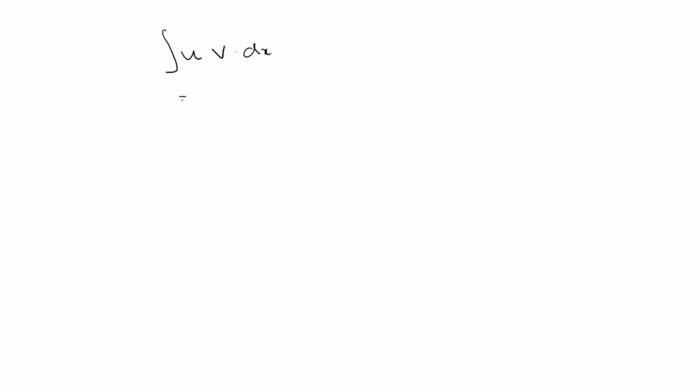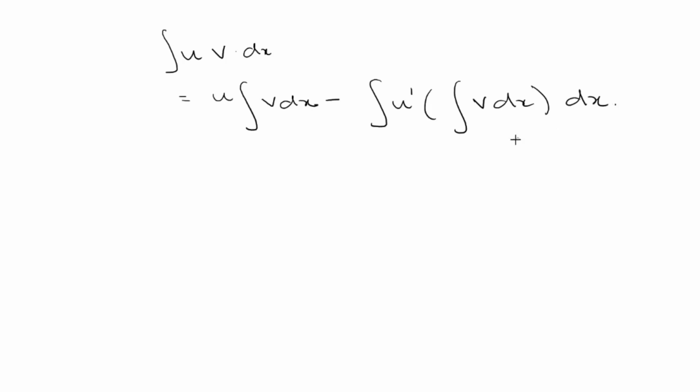Basically, the formula of integration by parts is that that's equal to the integral of u, so that is u times the integral of v dx, minus the integral of u prime times the integral of v dx, all with respect to x. Now, of course, u prime here is the derivative of u, and that's really what it is. So u is a function u of x, and v is a function v of x.